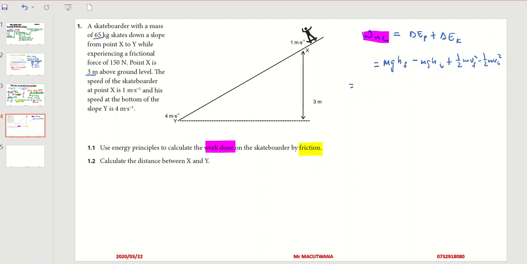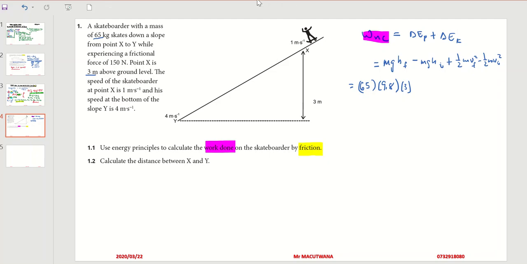And now, if we move to the side of the kinetic energy, we're given both speed and mass. So we can just go straight and substitute. Mass is 65, times 9.8, times, now your vertical height is 3.